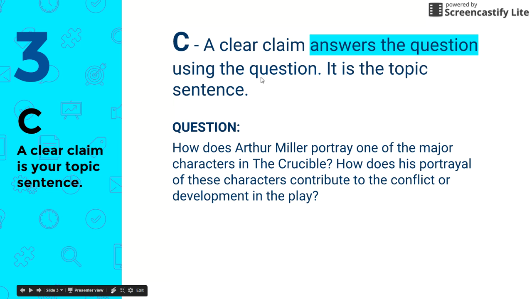Okay, a clear claim answers the question using the question. It is the topic sentence, or a claim is in the topic sentence. How does Arthur Miller portray one of the major characters in The Crucible? How does his portrayal of these characters contribute to the conflict or development in the play? Okay, I want you to take a second to read this question over again and see if you can understand what this question is asking you.